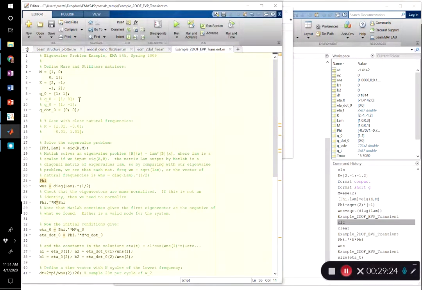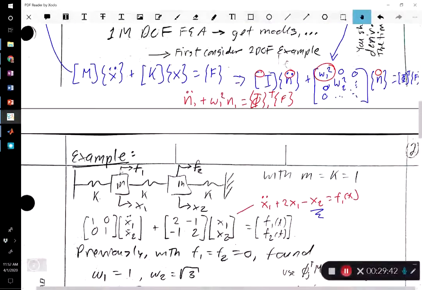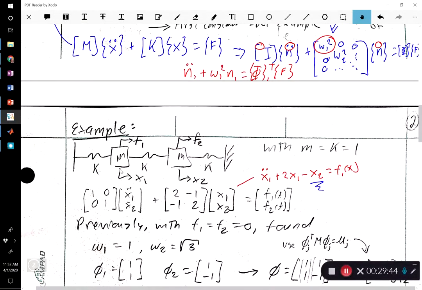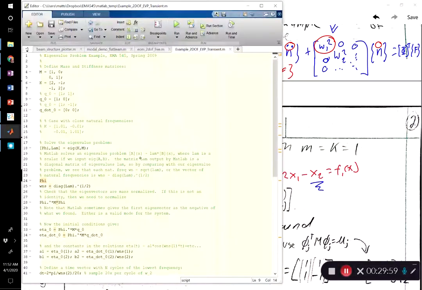Alright, so we can look at some other cases just to see what happens here. So that was the special case where our initial condition was in the shape of mode 1. What if we have an arbitrary case where we just take the first mass and we displace it by a certain amount? So for this example, let's say we displace this first mass a certain amount, but we leave the second mass at its equilibrium position, and then we let the system go. What happens?